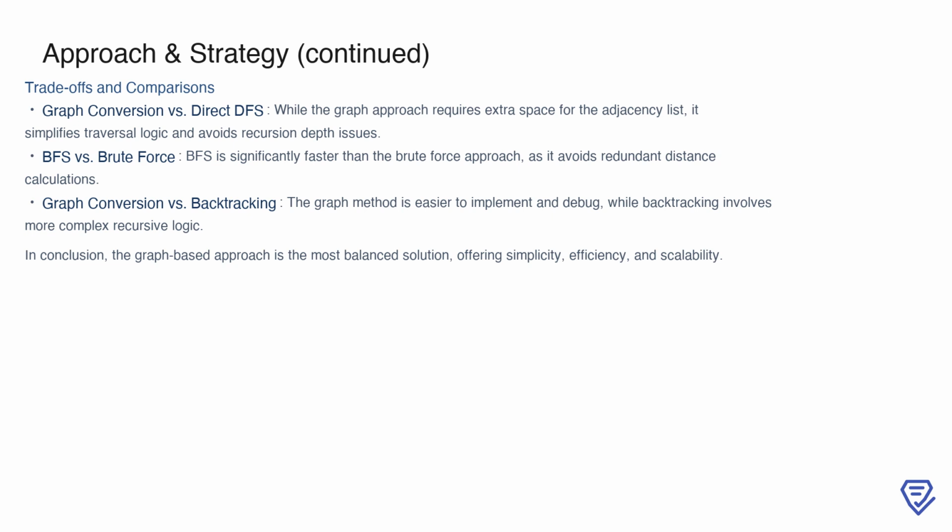The graph-based BFS method also outperforms backtracking in terms of implementation complexity. While backtracking eliminates the need for an explicit graph, it involves intricate recursive logic that can be more challenging to debug and maintain. Ultimately, the graph-based approach strikes the best balance between efficiency, simplicity, and scalability. It avoids the pitfalls of both brute force and backtracking, offering a solution that is not only optimal but also easier to reason about and implement.